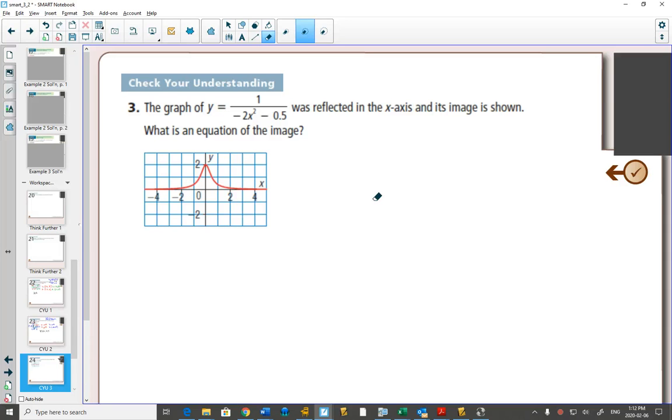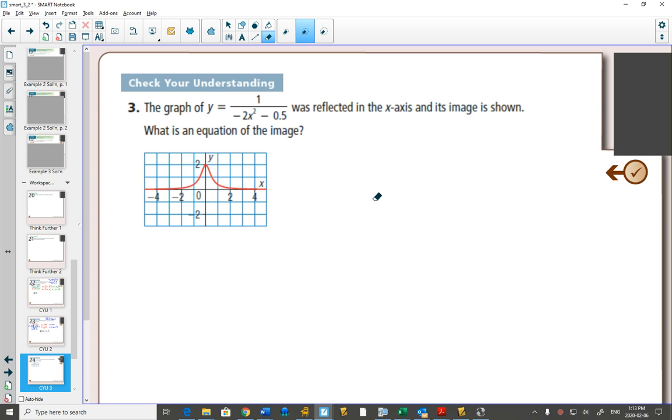So, in this question, we have the graph of 1 over negative 2x squared minus 0.5 was reflected and the image is shown. So the graph that we see here is not the equation that they give us, which is different than a lot of questions. So we have to be careful in how we read this question to notice that. What was the equation of the image?